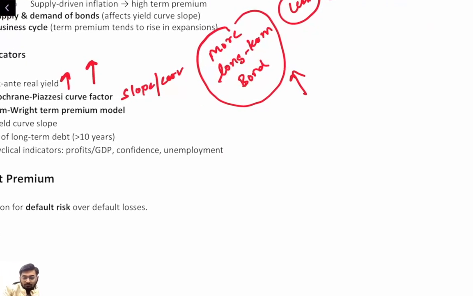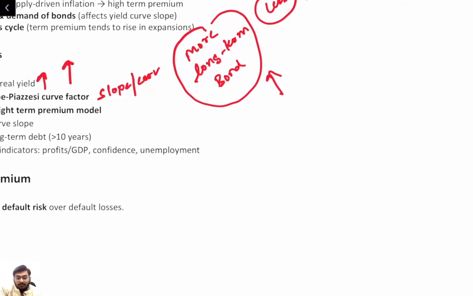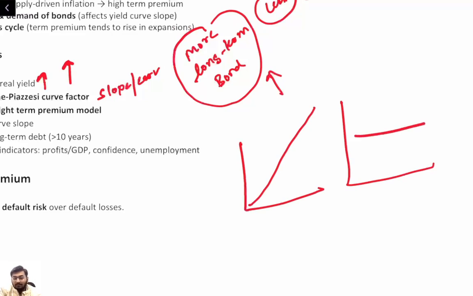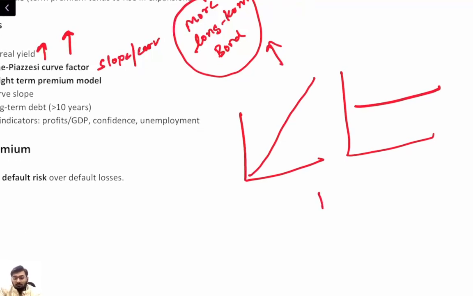Slope of the yield curve. Now, if it is steep, that means high term premium. If it is flat, low term premium. And if it is inverted like this, that means negative term premium is possible, but we haven't seen it. Clear?